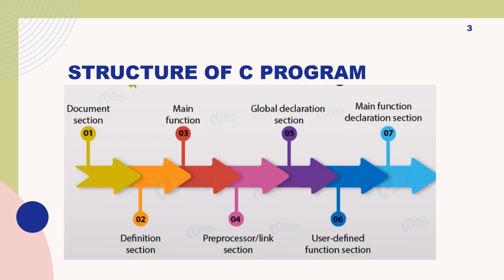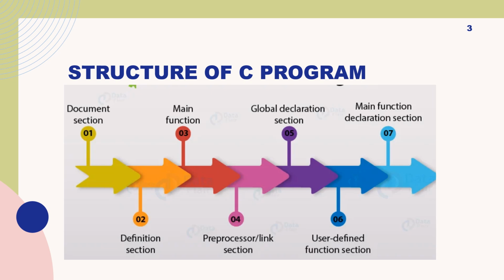So what is there in the documentation section? It consists of the description of the program, the name of the program, and the creation date and time of the program. It is specified at the start of the program in the form of comments. These comments will be treated as documentation of the program, and this will not interfere with the given code. Basically, it gives an overview to the reader of the program.